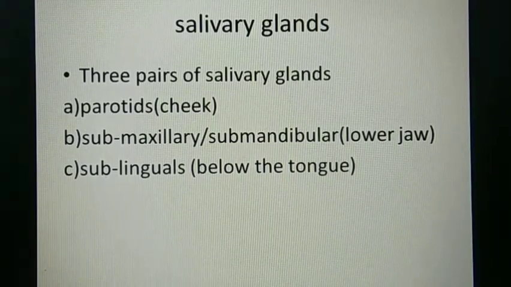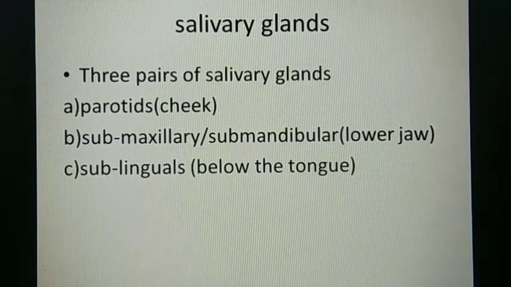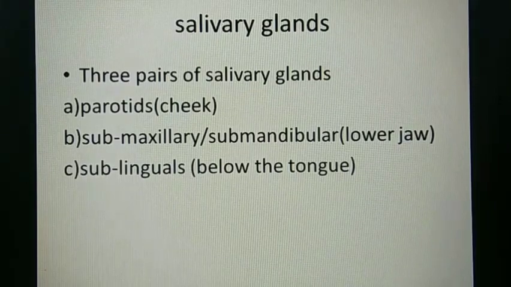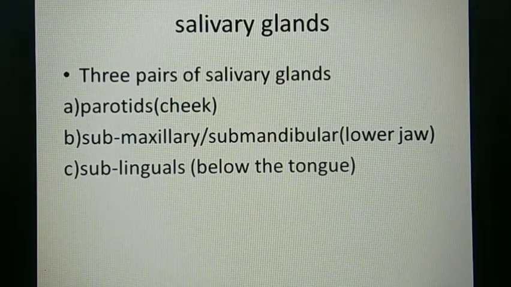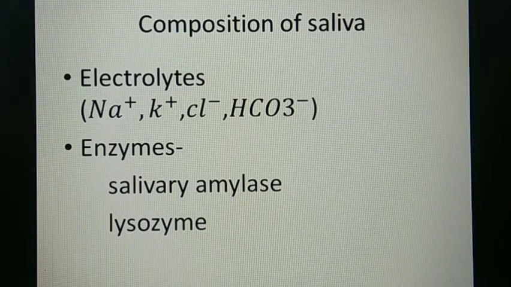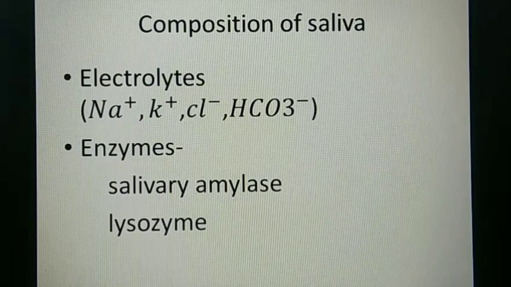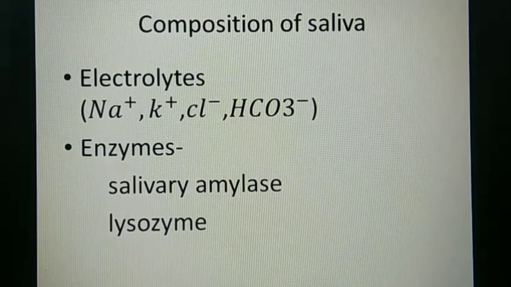And this secretion of salivary glands, called saliva, is watery and contains the enzyme salivary amylase along with mucus and other substances. So this saliva contains electrolytes like sodium, potassium, chloride, bicarbonate and enzymes like salivary amylase and lysozyme. Two enzymes are salivary amylase and lysozyme.